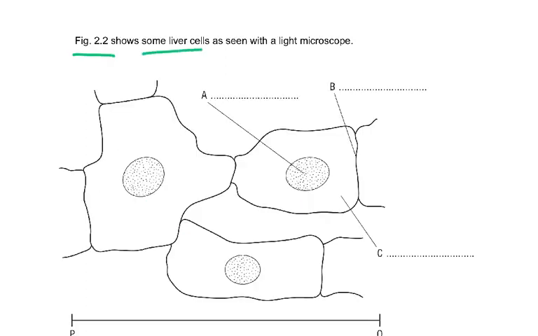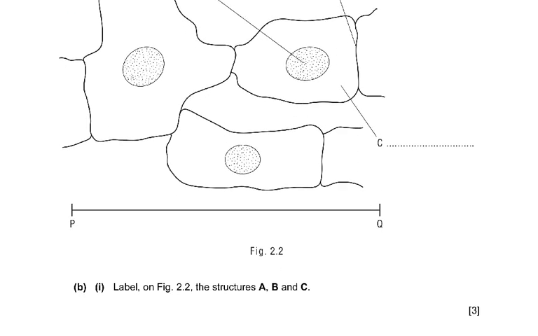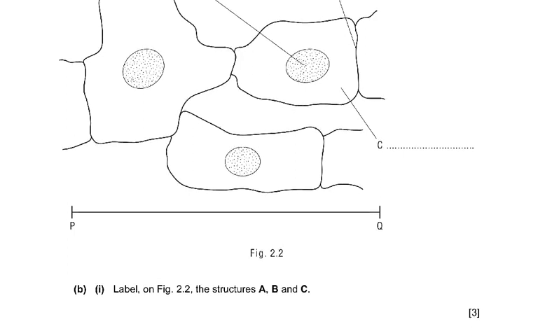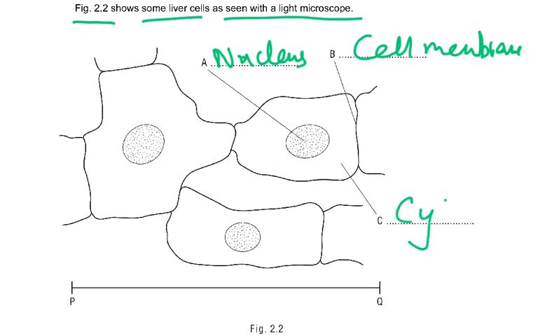Then figure 2.2 shows liver cells as seen with a light microscope. And then you have this diagram, you have P to Q, and you label on figure 2.2 the structures A, B, and C. What is A? A is the nucleus. What is B? B is the cell membrane, and C is the cytoplasm.